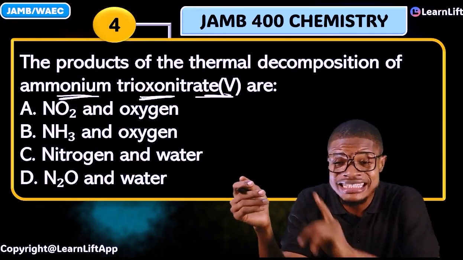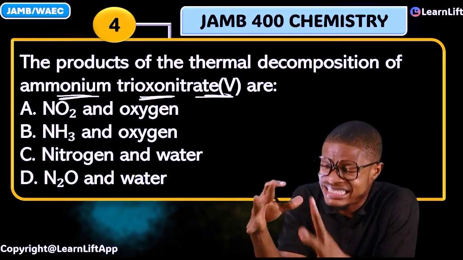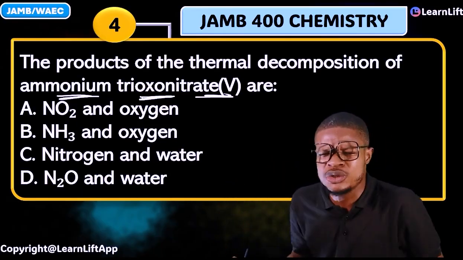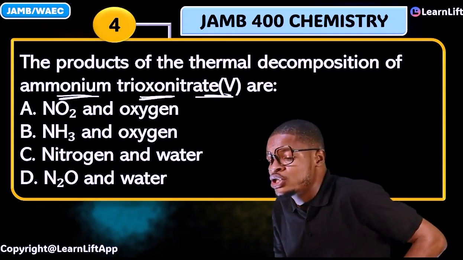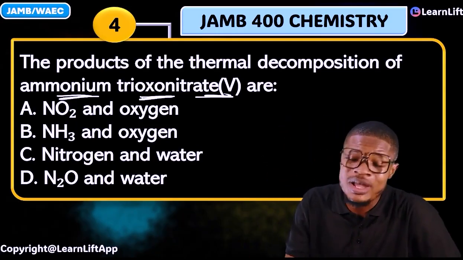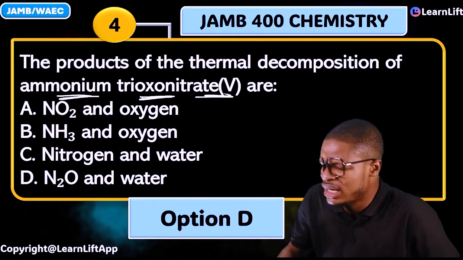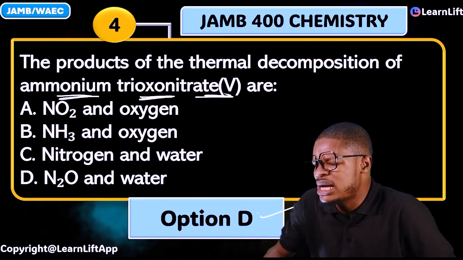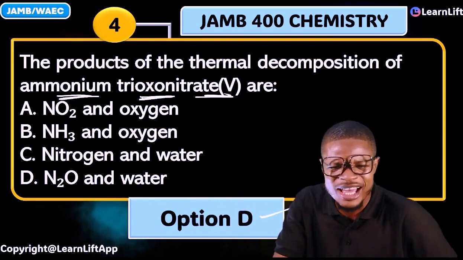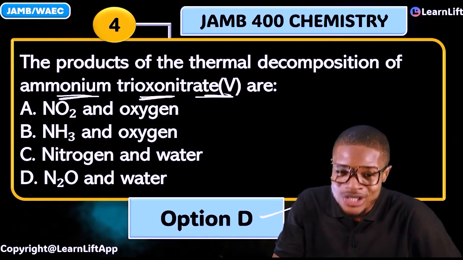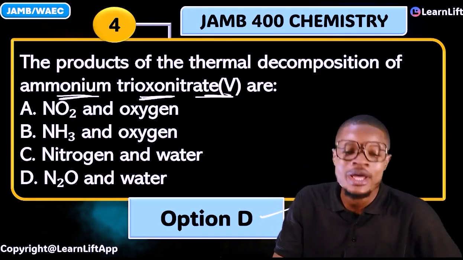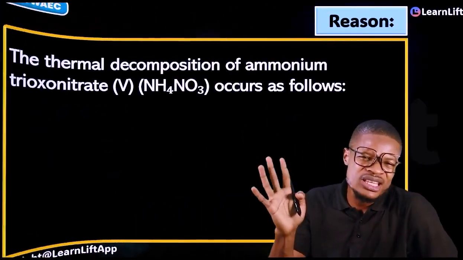Listen, very simple. These are constants. There are certain things that are basic that you must know. The product of thermal decomposition of ammonium trioxonitrate(V) will give you N2O and water, option D. You know they have been shouting this right from when you were in SS1. If you decompose ammonium trioxonitrate(V), it will give you N2O and water. Very easy.